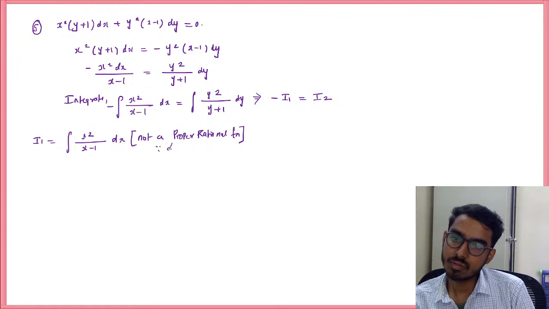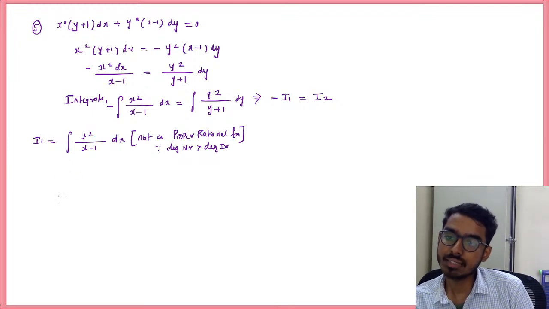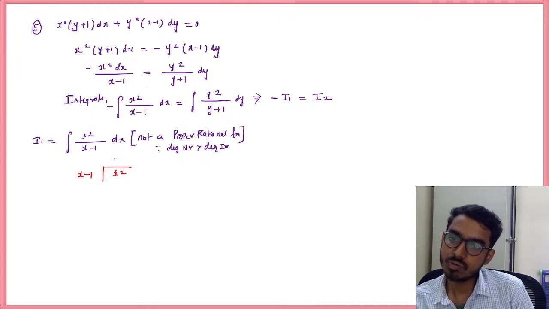Since the degree of the numerator is strictly greater than the degree of the denominator, we will use the division algorithm. So you have to divide x square by x minus 1. It will be x into x is x square minus x, multiply by minus, it will be plus. Now this degree is 1, this degree is 1, so you have to perform once again. x into 1 is x, right? So it will be x minus 1, minus 3 plus 1.